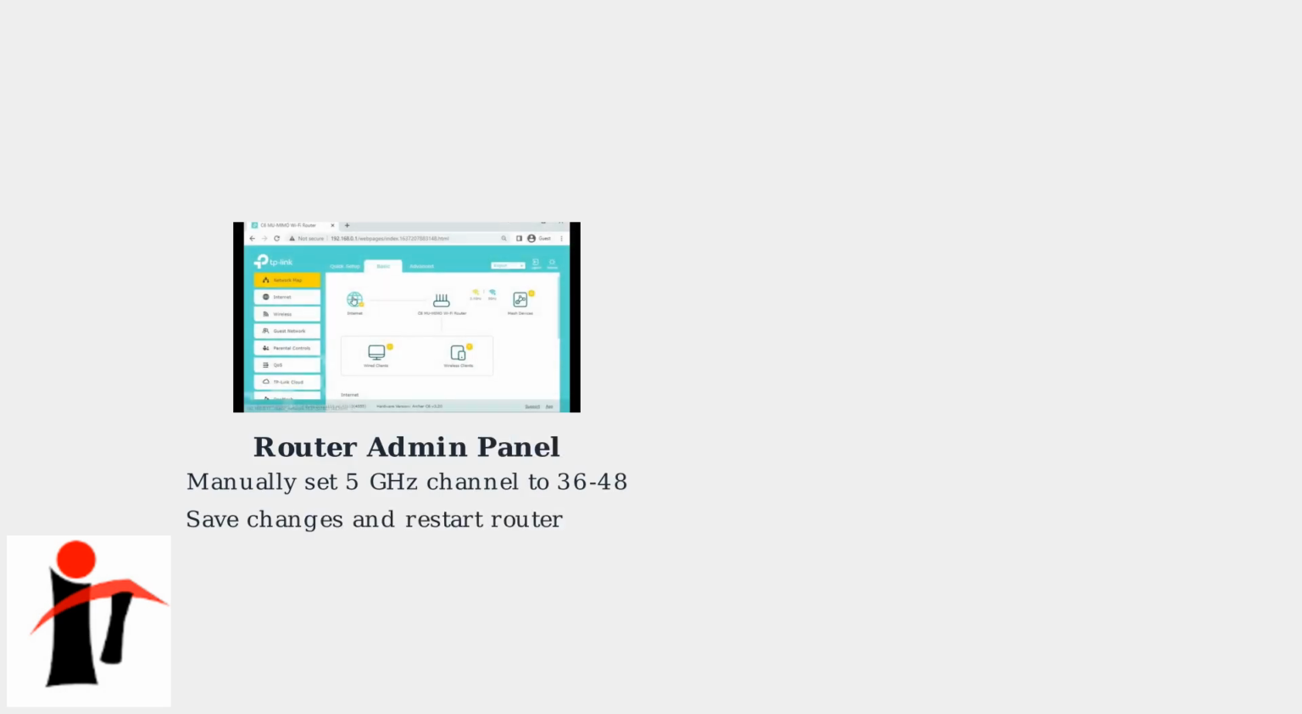Return to your router's admin panel and manually set the 5 GHz channel to one of these non-DFS channels. Save the changes and restart your router.